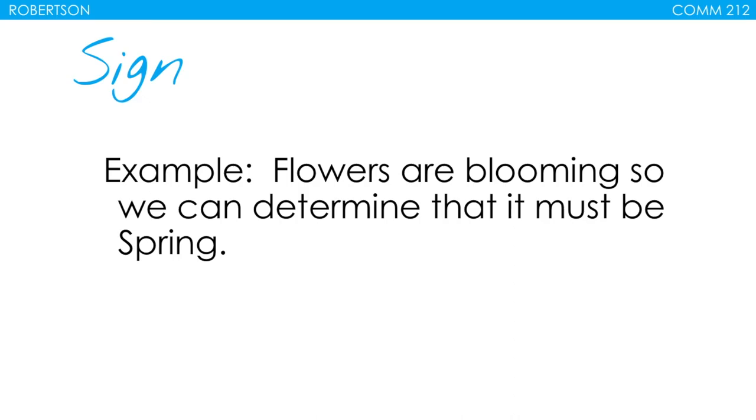Another example, flowers are blooming, so we can determine that it must be spring. Okay, so we see all these flowers. Now, the flowers are not causing spring, right? Just like those symptoms didn't cause the flu, it's actually the other way around. Spring, the warmer weather and everything, is causing those flowers to bloom. Well, we have this sign of flowers blooming, so then we can determine that it must be spring.